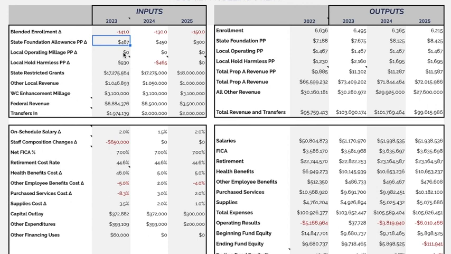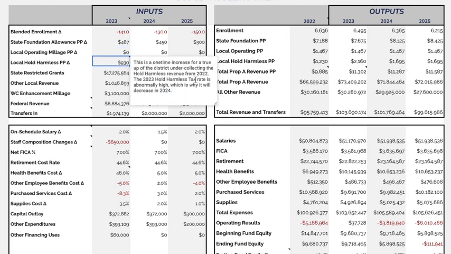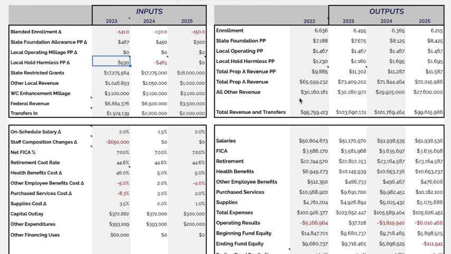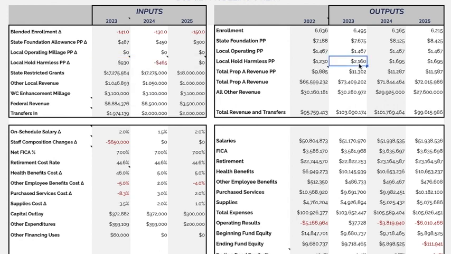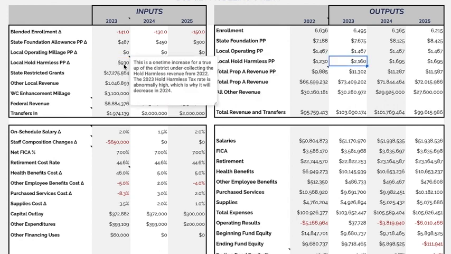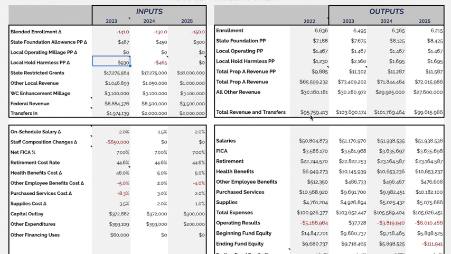No change in the local operating millage. We'll cover that in detail in some other presentation, but for now, just know that it's pretty much a flat $1,467 per student. Then we have the local hold harmless revenue per pupil, and you can see this large increase. So this is a change over 2022, which is not in the column here, but the hold harmless revenue per pupil in 2023 went up $930 over 2022, which is a huge increase, and gets it to a total of 2,160. So that's a huge factor in 2023.